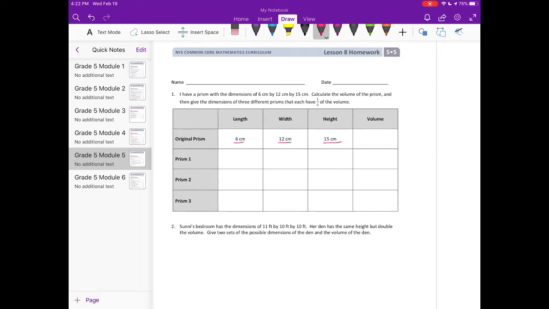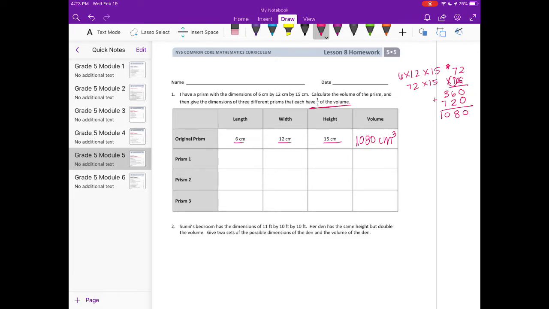So 6 by 12 by 15. 6 times 12 is 72. So we just need to do 72 times 15. 5 times 2 is 10, carry the 1. 5 times 7 is 35, plus 1 is 36. Done with the 5. Put our placeholder down, 1 times 2 is 2, 1 times 7 is 7. Add it together. We get 1,080 centimeters cubed.